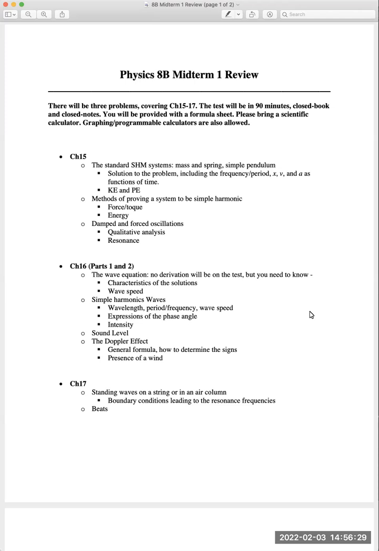Does it increase or decrease the frequency? If the source moves towards the observer, that will increase the frequency heard by the observer. So that will help you determine what sign to use.